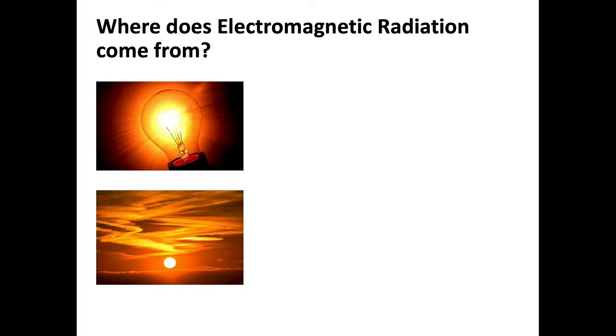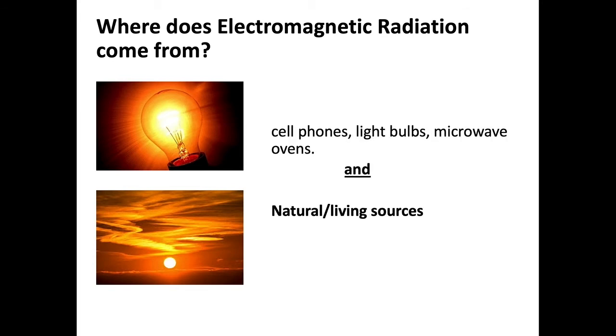Okay, so where does this electromagnetic radiation come from? So we know that it's coming from light, and light is a form of energy. But where are some sources that we can find it? So we can find electromagnetic radiation in devices that are created by scientists and inventors. So cell phones use a type of electromagnetic radiation to communicate, light bulbs, microwave ovens, lots of different things.